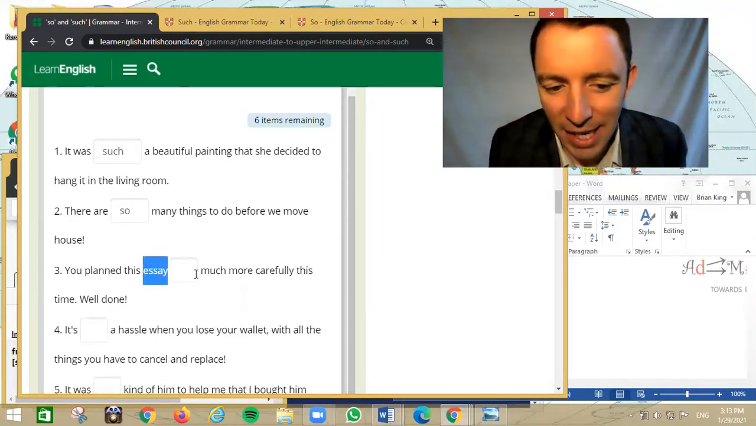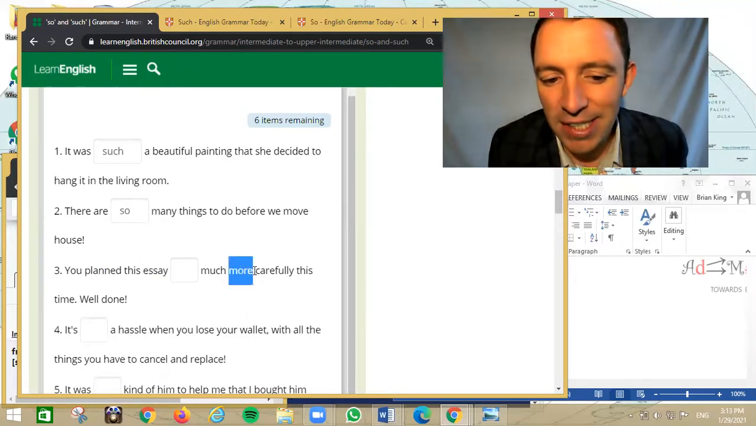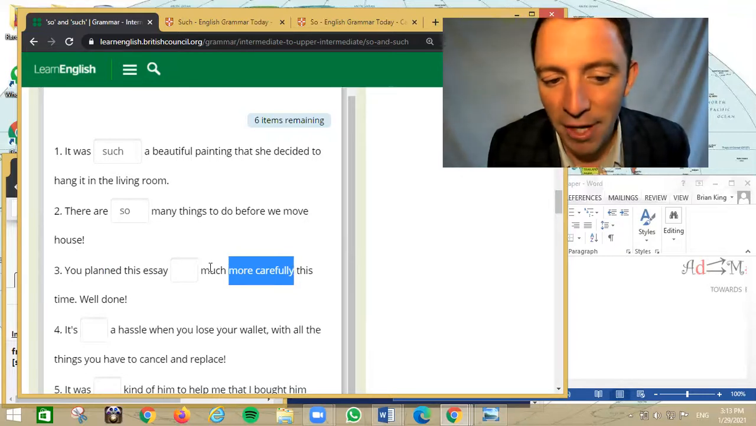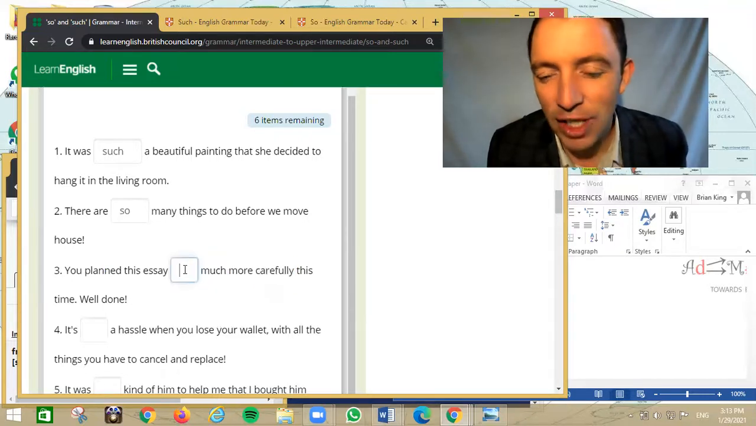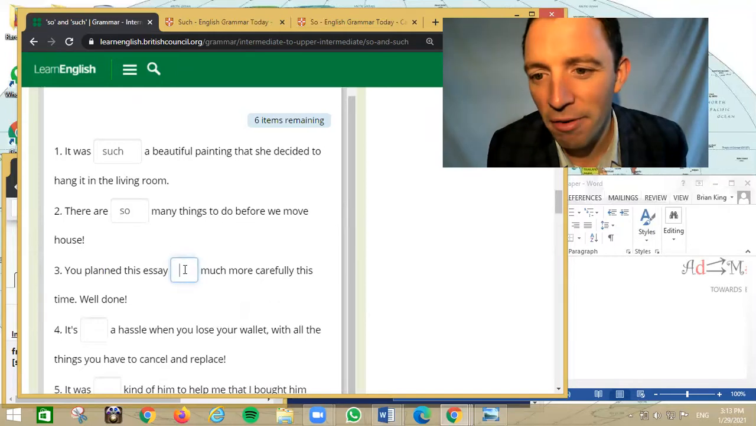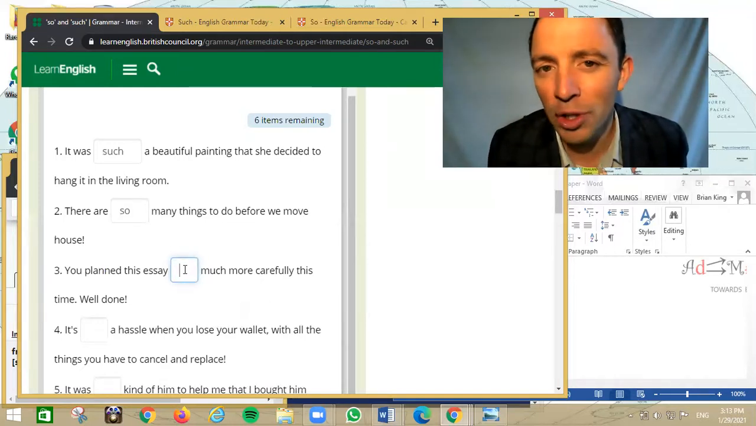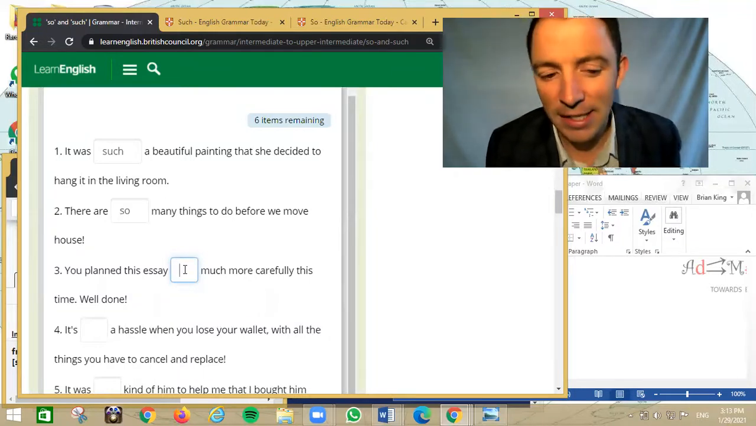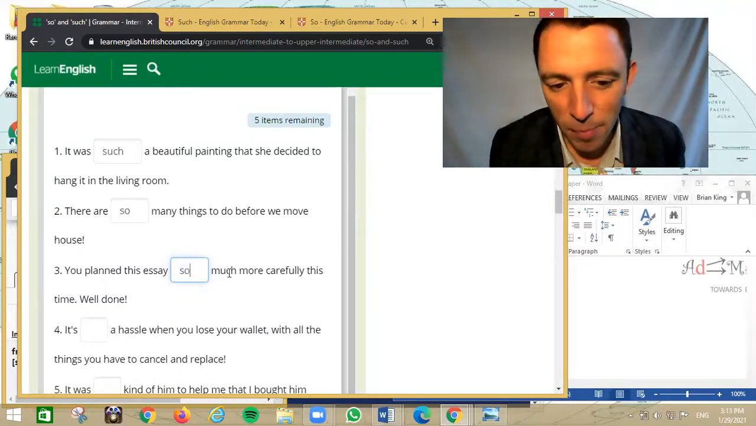You planned this essay more carefully. So this is the comparative in the adverb. You remember the previous examples, the comparative in the adjective and the comparative in the adverb. So here it's the comparative in the adverb. And for that reason, you have much, and it's necessary so much more carefully, so much more quickly, so much more carefully in this case. So again, so, because it's the comparative in the adverb. Well done.